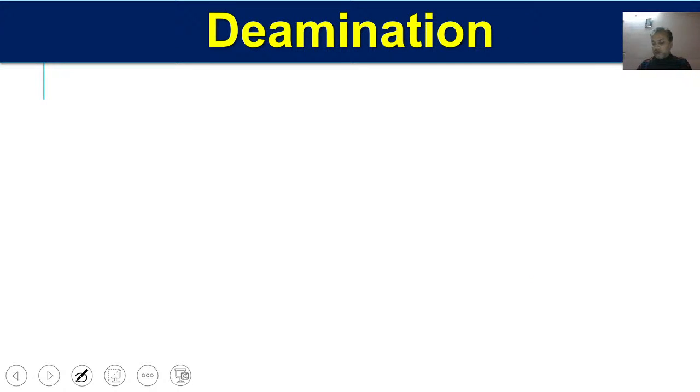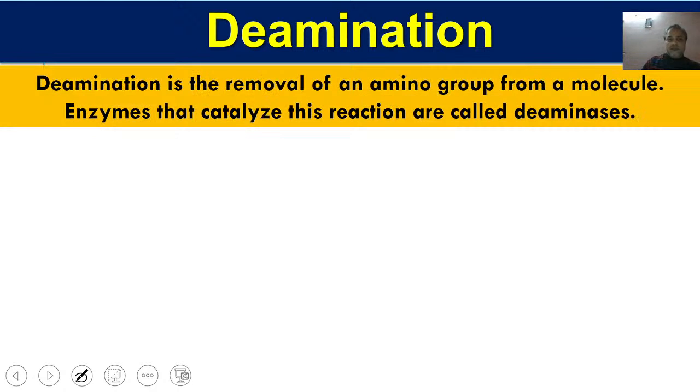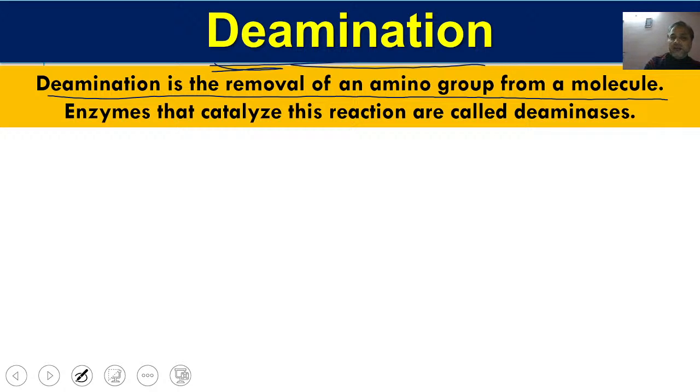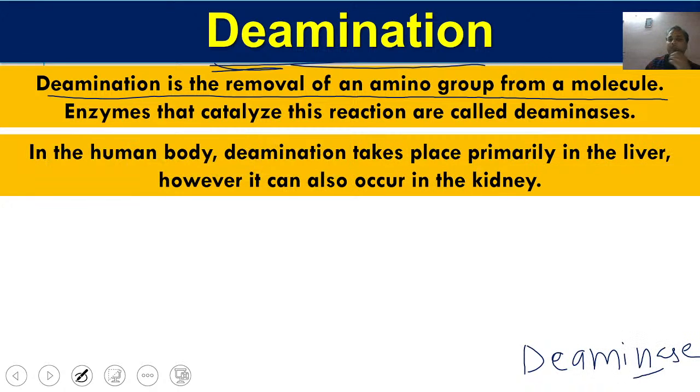The next reaction is, we have two more reactions left. We will finish it fast. One is called deamination. Deamination means, D means removal, amination means ammonia. So whenever we remove ammonia from the amino acid, we call it a deamination reaction. So deamination is the removal of the amino group from the molecule. For every amino acid, we require a specific deaminase enzyme.